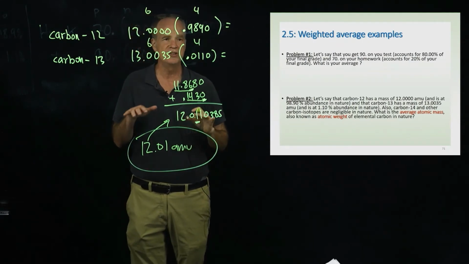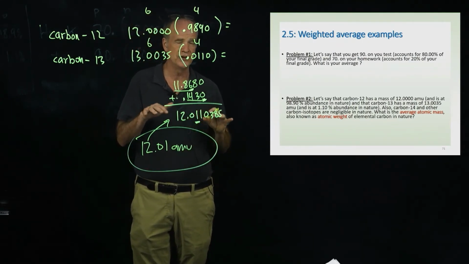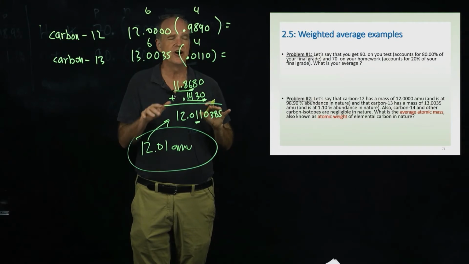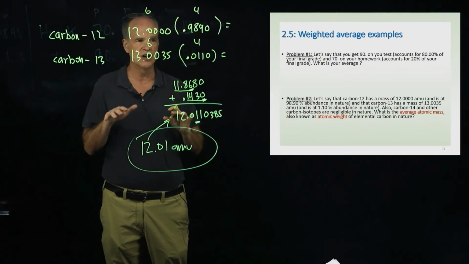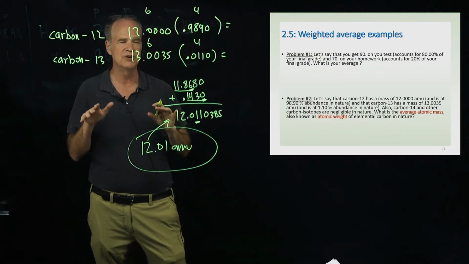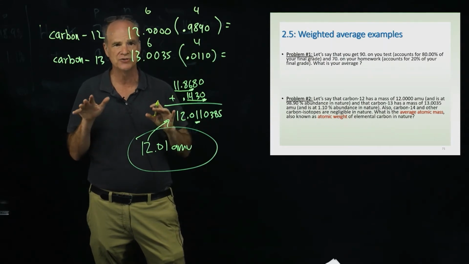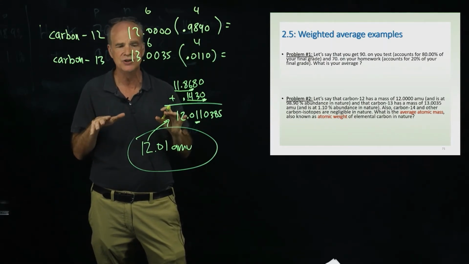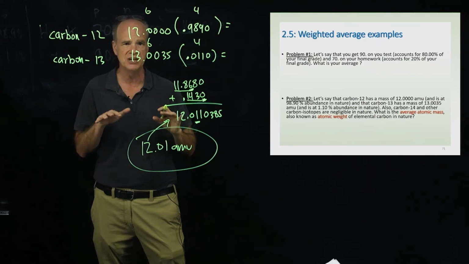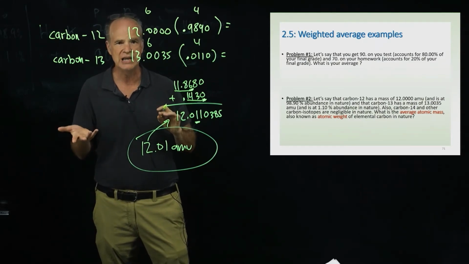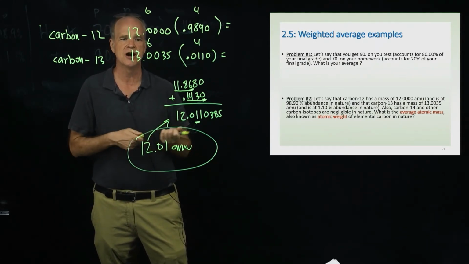And again, I'm hoping at this point you know why it's not 12.00. And the reason is, although most of natural carbon is of the carbon-12 isotope, which has a mass of 12.000 AMU, there's a little bit of carbon-13 mixed in there. And so that bumps up the average mass for natural carbon a little bit.